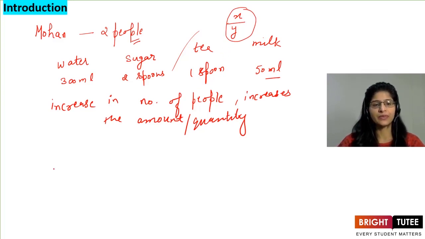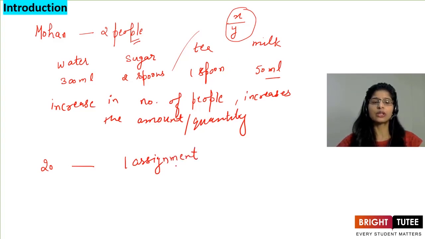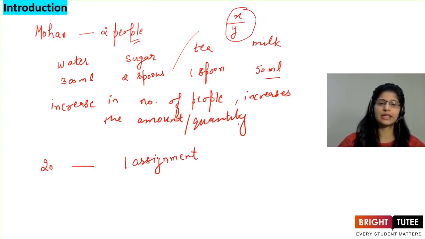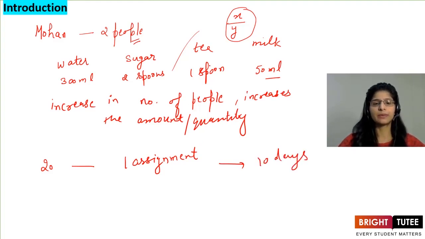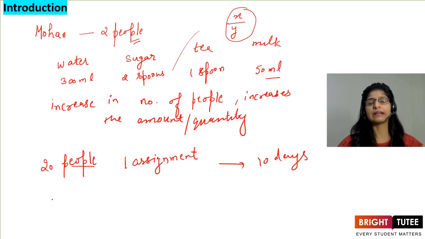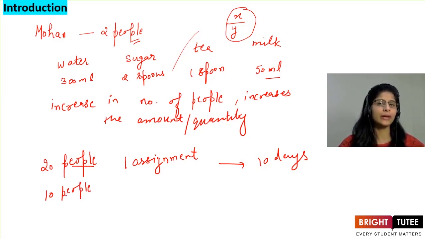Now see, the second example: suppose 20 people are working on one assignment, or one project they are about to complete. If 20 people work, suppose they take 10 days. Now if I decrease the number of people, I make that 10 people. Will the work be completed in less time or are they going to take more time?